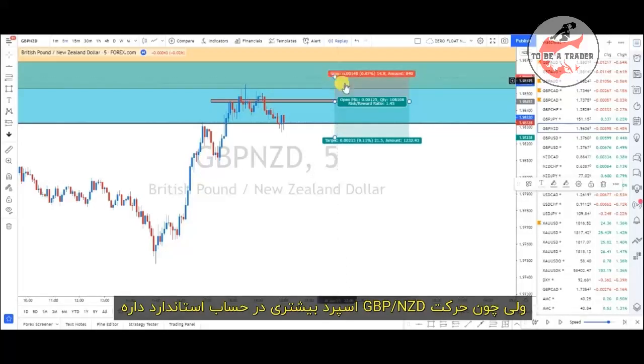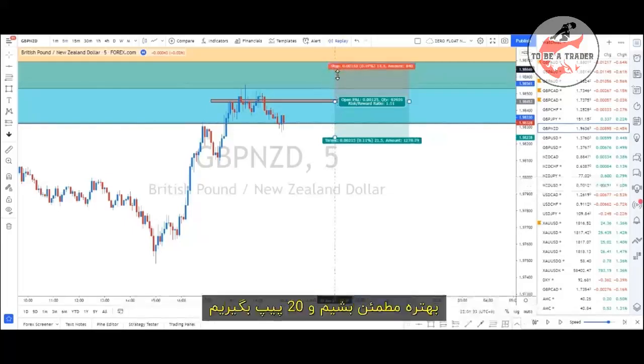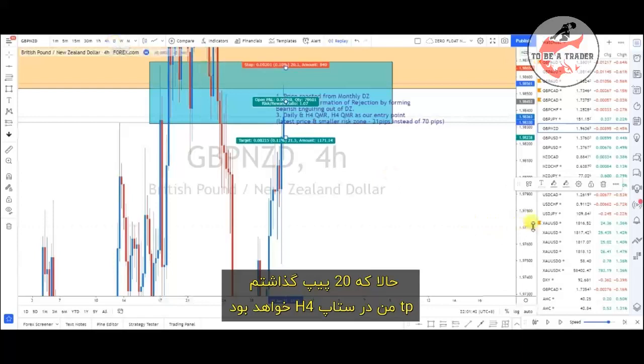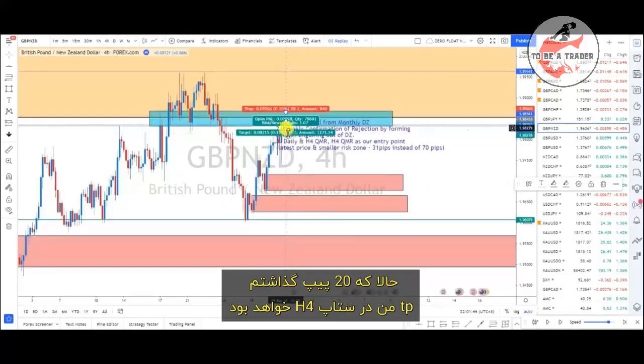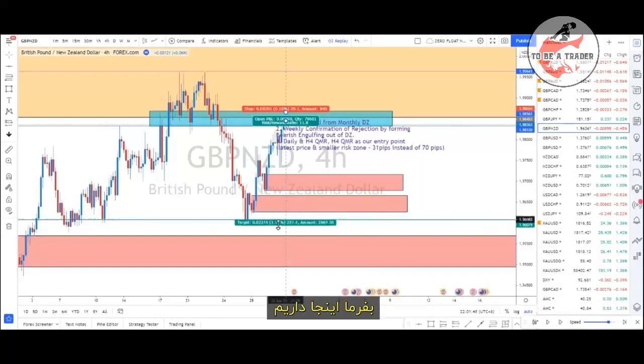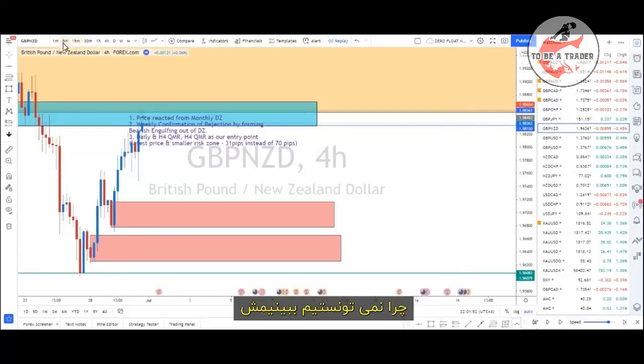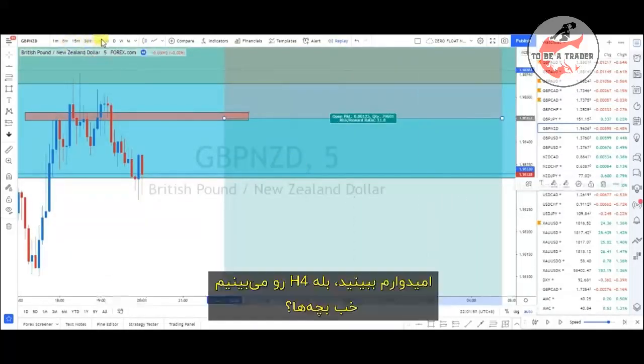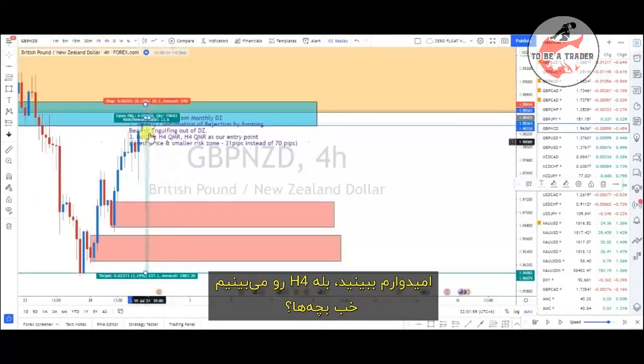But since the GBP NZD has a higher spread on a standard account, better to be safe at 20 pips. So I'm going to put 20 pips. Alright guys. So when I put 20 pips, my take profit will be the H4 setup, which is here. There we go. Why we couldn't see it? Let's check. Let me make this bigger. Hopefully we can see it in the H4. Yes, we can see it at the H4 already.